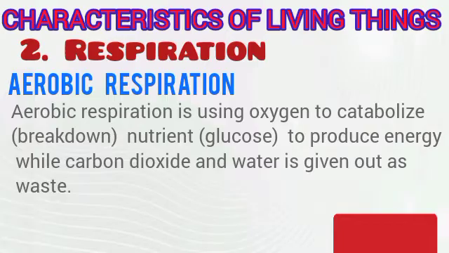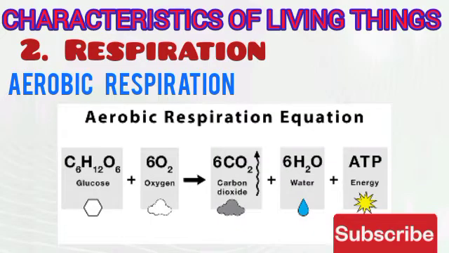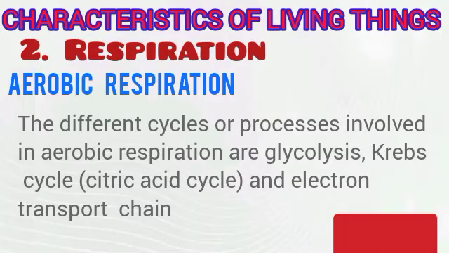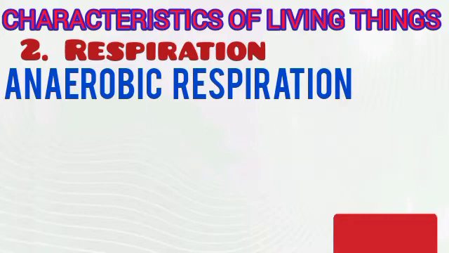Aerobic respiration is using oxygen to break down glucose to produce energy, while carbon dioxide and water is given out as metabolic waste. As you can see from the diagram, glucose, which is C6H12O6, is catabolized using oxygen to produce energy, and carbon dioxide and water is given out as waste. The different processes or cycles involved in aerobic respiration include glycolysis, Krebs cycle or citric acid cycle, and electron transport chain. Different videos will be produced to explain these processes.